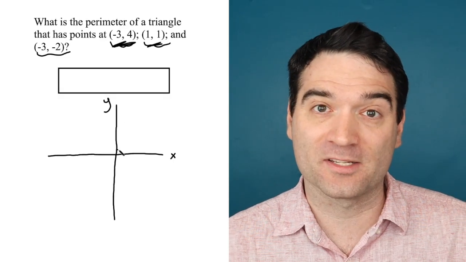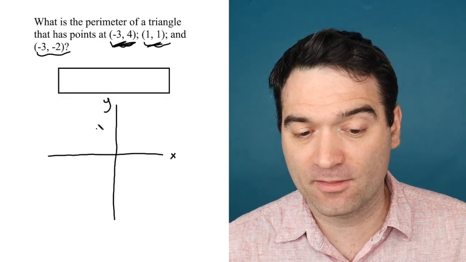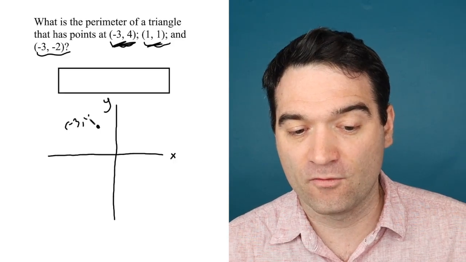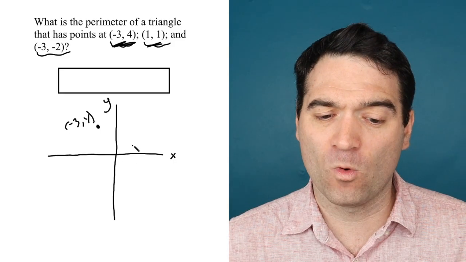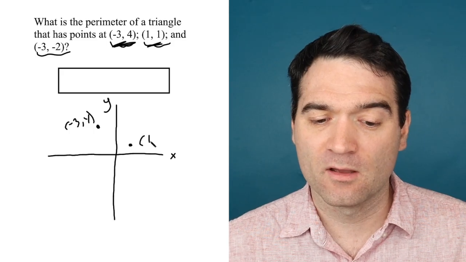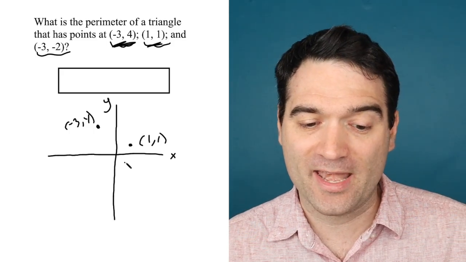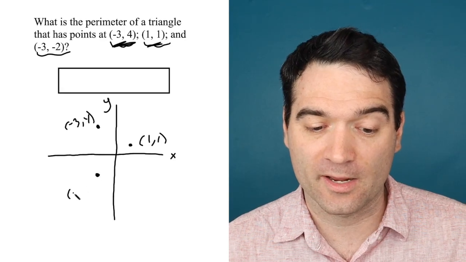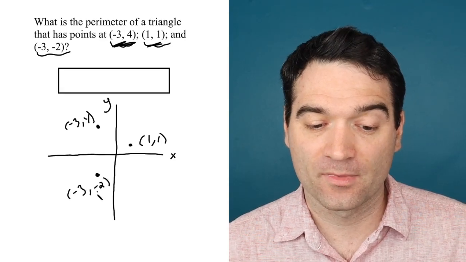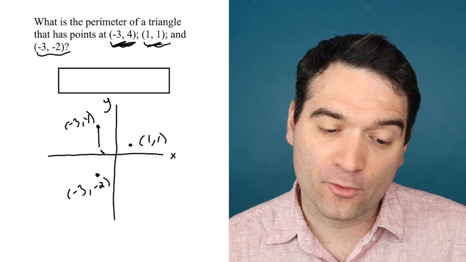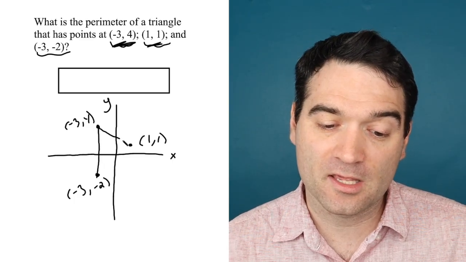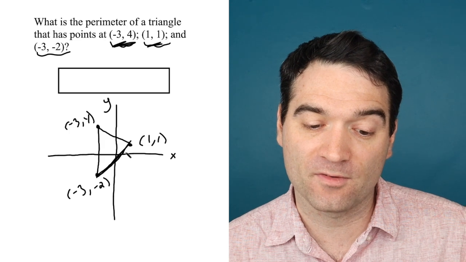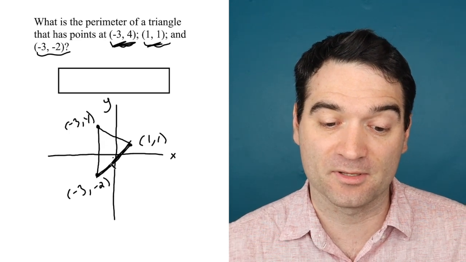So what are the coordinates that we're dealing with? Well, there's the point (-3, 4). Doesn't have to be perfect, maybe like right there. I have the point (1, 1) right there, and I have the point (-3, -2) right there. And we want to figure out the perimeter of this triangle, right? And the perimeter, of course, is just going to be the sum of all the sides. So this side plus this side plus this side.